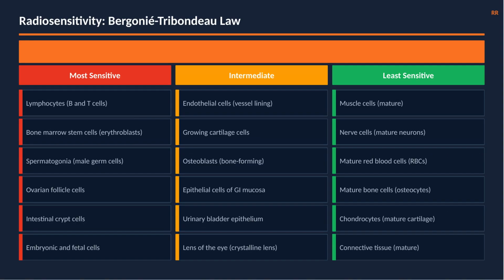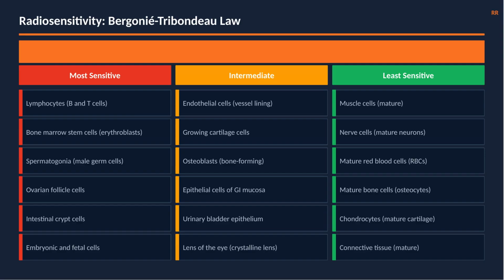The law of Bergonie-Tribondeau, established in 1906, states, cells are most radiosensitive when they are rapidly dividing, undifferentiated, meaning primitive and unspecialized, and actively growing. The 3-column table on this slide organizes every clinically important tissue by radiosensitivity.